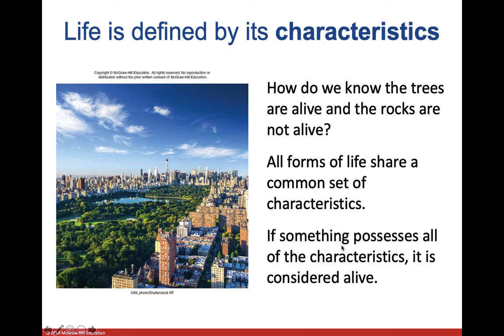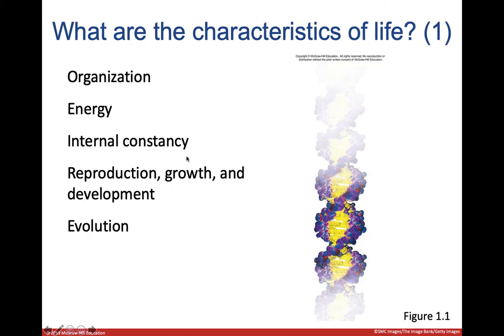Once again, a rock may have one or two of the characteristics that we'll talk about in just a second, but it lacks all of them, which rules it out of being a living organism. So every single living organism on the planet fulfills all of the traits that we're about to go over. So here they are right here, the five characteristics of life: organization, energy, internal consistency, reproduction, growth and development, and evolution.